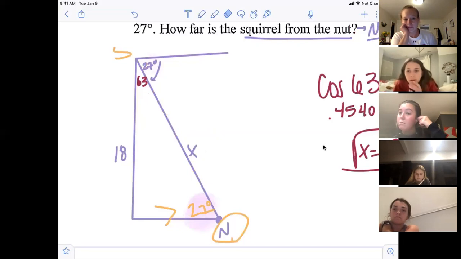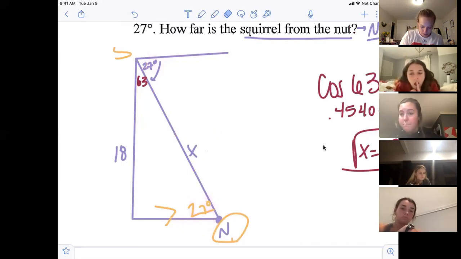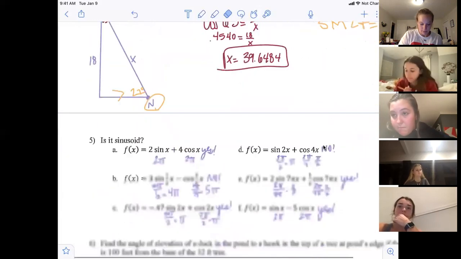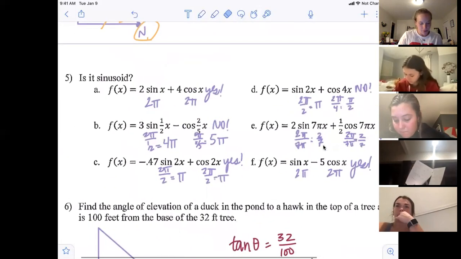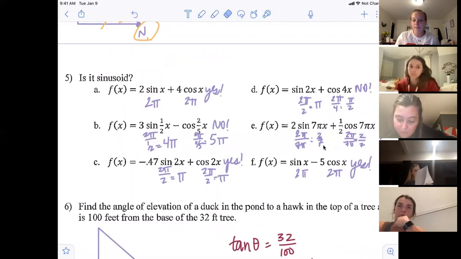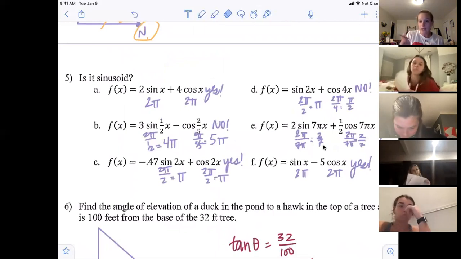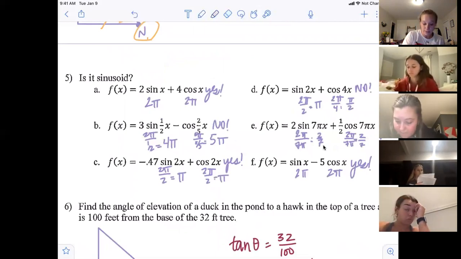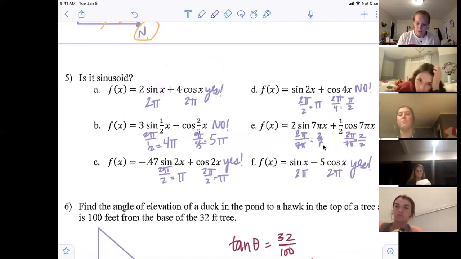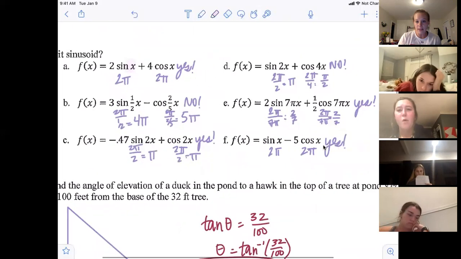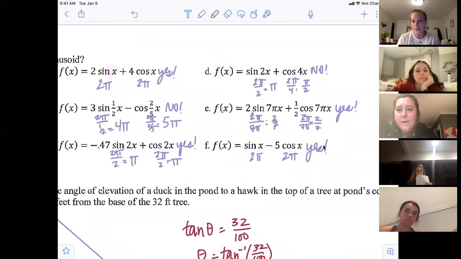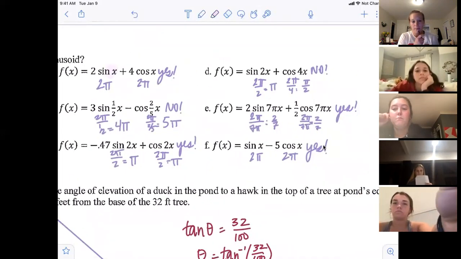All right, should we go to the second page? Remember sinusoid means that the period is the same. So period for any sine and cosine is 2 pi. And then if there's something in front of x, then we do 2 pi divided by that. So these should be pretty easy. I'll give you something like this and I'll say, is it a sinusoid? And you look at the period, you say yes or you say no.